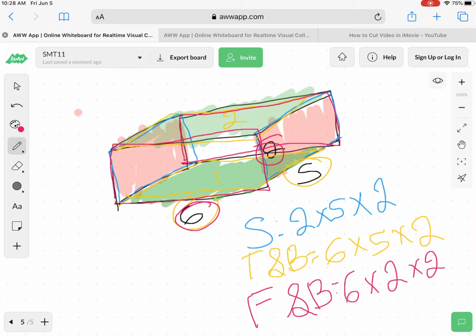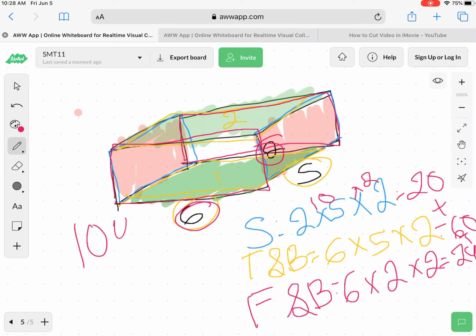So now we have to figure out the areas of each one. So 2 times 5 is 10, times 2 is 20, this is 60, and this is 24. So now we add them all up because that will give us the total surface area. So 20 plus 60 plus 24 is 104.